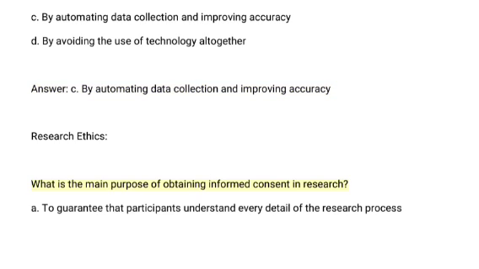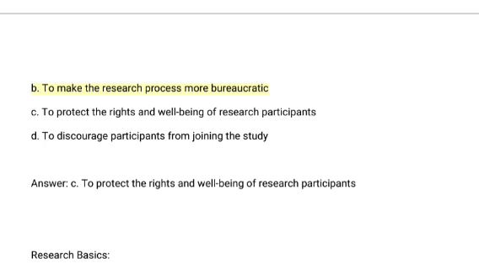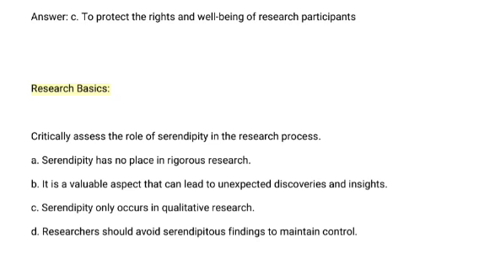Research ethics. What is the main purpose of obtaining informed consent in research? A. To guarantee that participants understand every detail of the research process. B. To make the research process more bureaucratic. C. To protect the rights and well-being of research participants. D. To discourage participants from joining the study. Answer. C. To protect the rights and well-being of research participants.